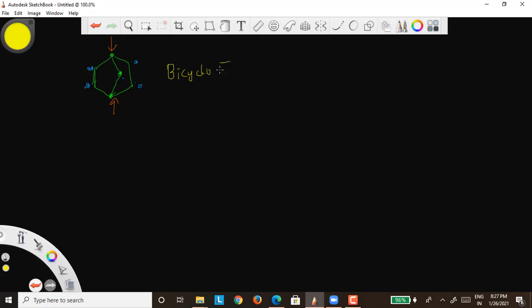Then you have to give a square bracket, and you have the ring numbers: this side 2, this side 2, this side 1. So you have to give the ring numbers in descending order. Okay, you have to give in descending order. This side 2, this side 2, this side 1. So you write 2 2 1 in descending order.